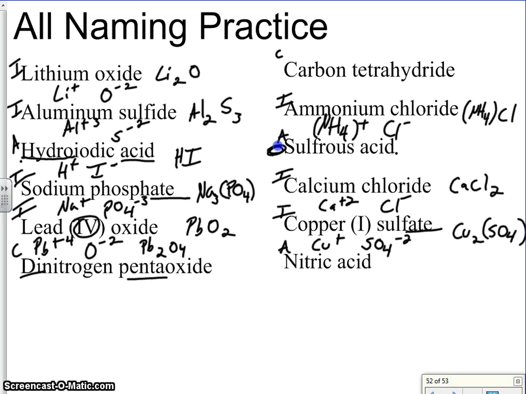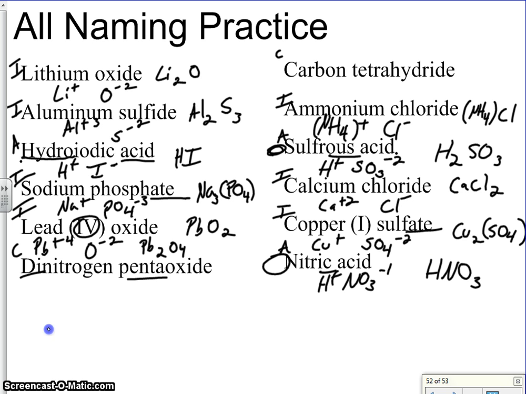Jump over here to our next one, sulfurous. Notice no hydro here, and notice the OUS at the end. That tells us this came from sulfite, which is SO3 minus 2. Acid tells us hydrogen out in front, cross and swap, H2SO3. Again, nitric acid. Notice the lack of hydro tells us an oxyacid, so we look at our polyatomic ion list. Nitric came from nitrate, which is NO3 minus 1. We have acid tells us hydrogen, which is a plus 1. So nitric acid is HNO3.